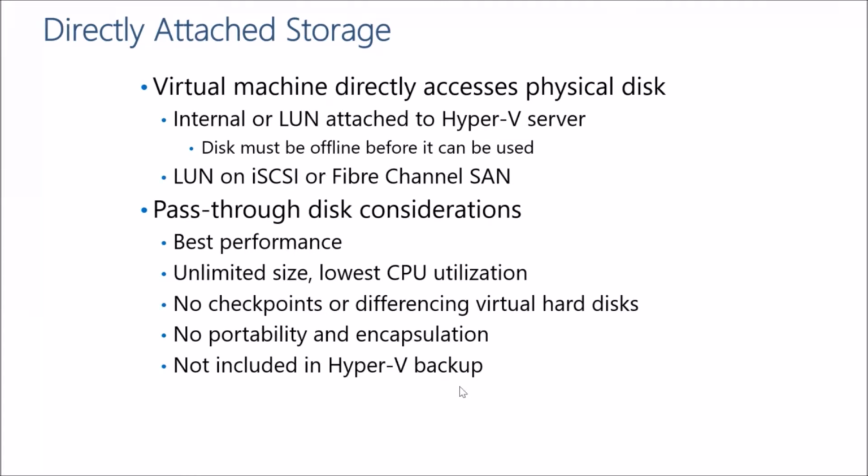Pass-through basically means the instructions are passed through from the virtual machine to the physical device to offload the work that's done by the CPU and so forth. So it can be unlimited size, and it's the lowest CPU utilization. But obviously, as you can imagine, there's no such thing as checkpoints or differencing virtual hard disks. Well, it's a physical disk. When you take a checkpoint or a snapshot, it's not going to snapshot that physical disk.